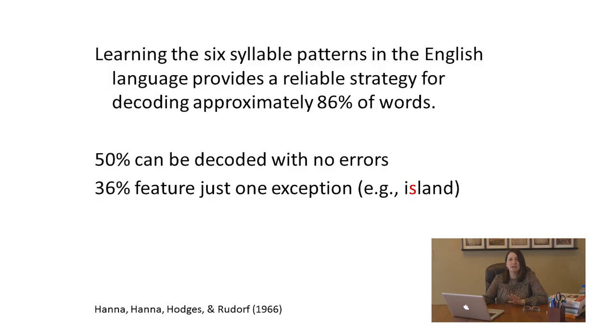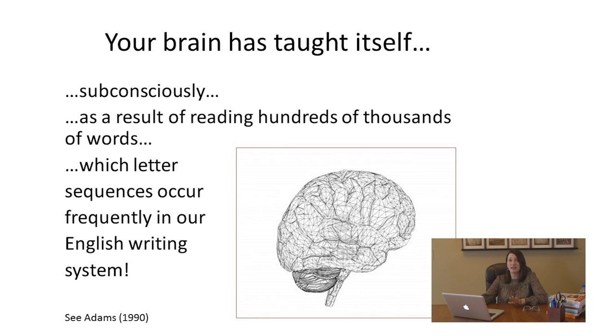Okay, so contrary to popular belief, English does have a pretty predictable rule-based spelling system. It was invented that way. The spelling patterns and other letter-sound correspondence rules do have some regularity. All right, so let's go here first. Your brain has taught itself subconsciously, as a result of reading hundreds of thousands of words, which letter sequences occur frequently in our English spelling system. All right, we're going to syllable patterns in a minute.